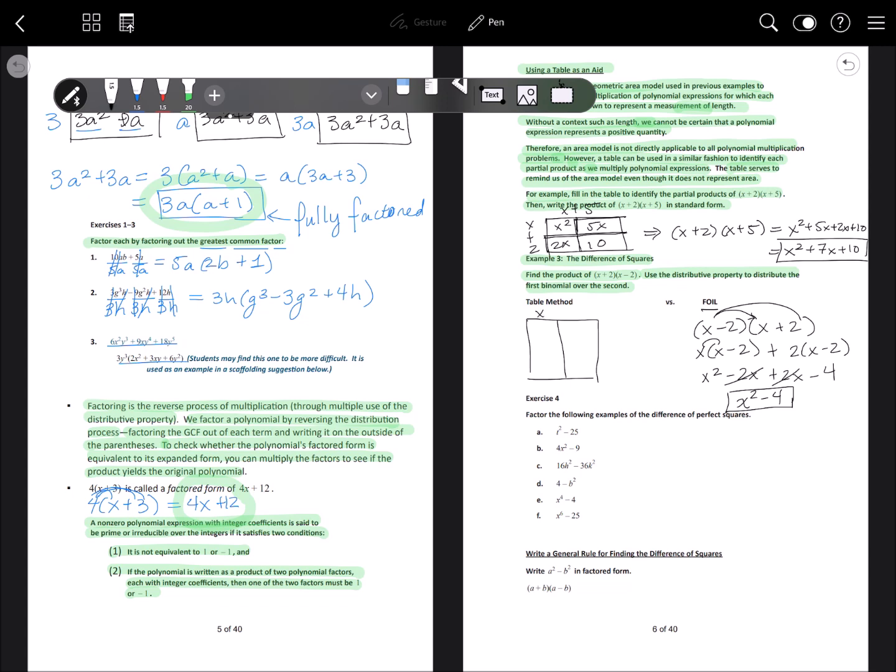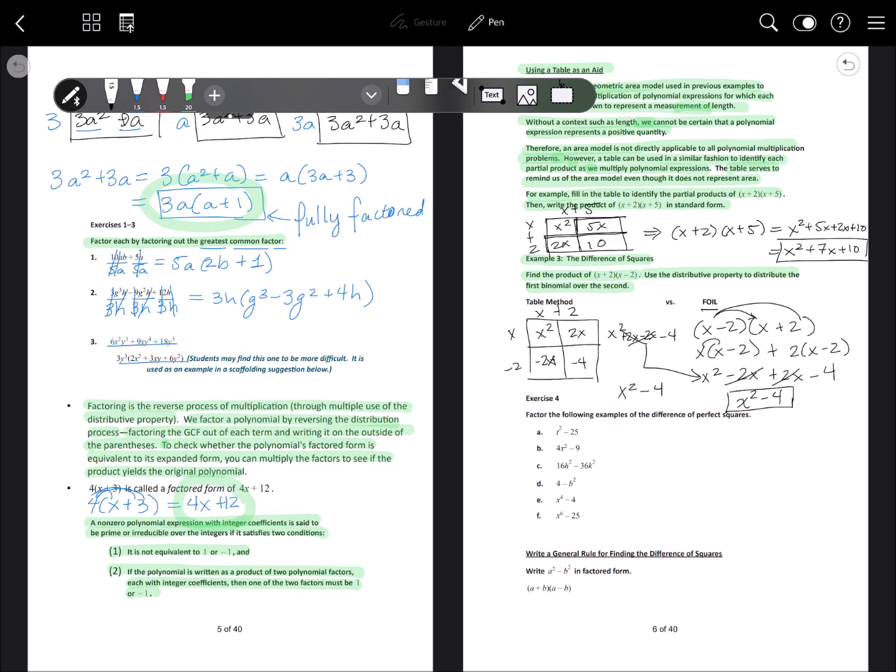If we examine this in the table method, notice the similarities. We have x plus 2 by x minus 2. x times x is x squared. 2 times x is 2x, minus 2x, and then minus 4. We can add up each of these partial products, as they're called, or each of the pieces of the table. So we have x squared plus 2x minus 2x minus 4.